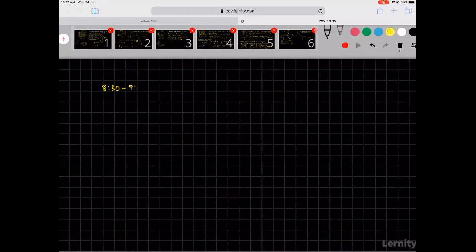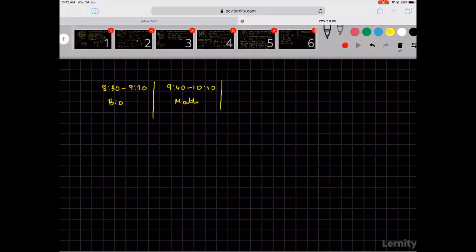8:30 to 9:30, you have your bio class. There's no change in that. 9:40 to 10:40, you have your maths class. There is again no change in that. Absolutely no change in that. These class timings are fixed.